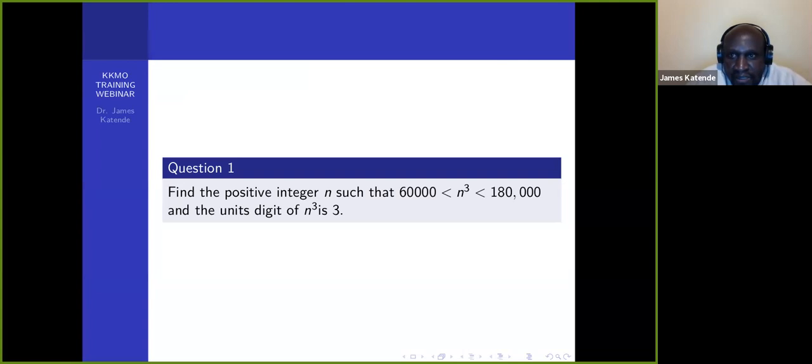So the question asks us to find a positive integer n such that its cube will lie between 60,000 and 180,000. And in addition, the unit digit of its cube is 3. So that is the task at hand. We have some information that the unit digit of the cube is 3, and the cube lies between 60,000 and 180,000. So we are supposed to use that information to find the positive integer n.